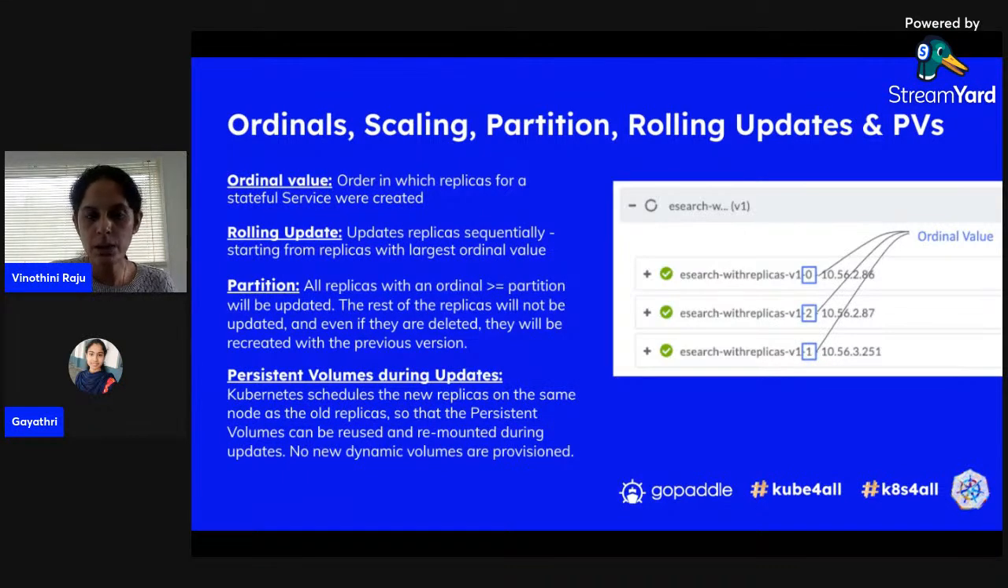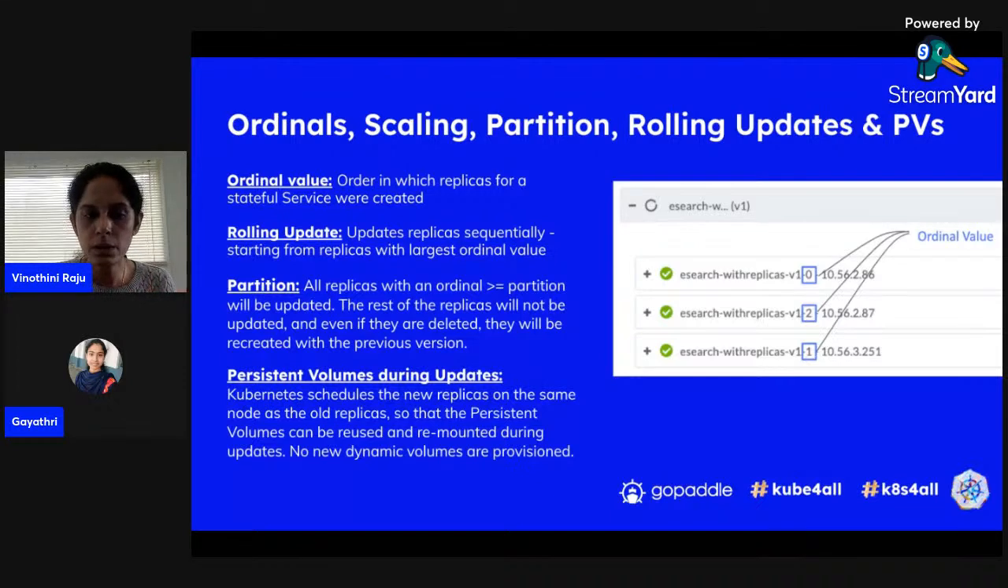And partition tells you which replicas have to be updated. So if you have 0, 1, 2, and you have set the partition value as, say, 1, it is going to update from that ordinal value onwards, which means 1 and 2 will get updated, and 0 will not get updated at all. Even if it is deleted, next time it is going to bring up the same replica with the same configuration. It is not going to apply the updates. So this is the partition.